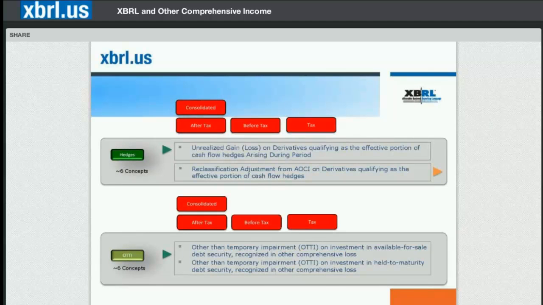Here we can see the elements for tagging transactions pertaining to derivatives and cash flow hedges, and OTTI that will be reported as a component of OCI. Similarly, we have the qualifiers at the top. The green arrows show what goes into OCI is what goes to the income statement. The reclassification goes to the income statement. The amounts that arise during the period go into OCI.